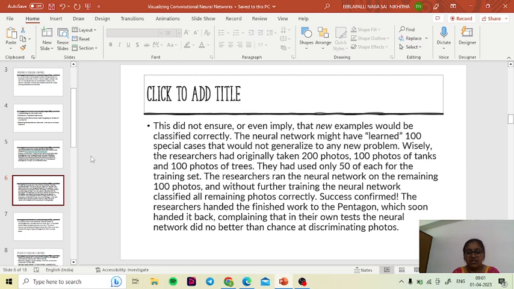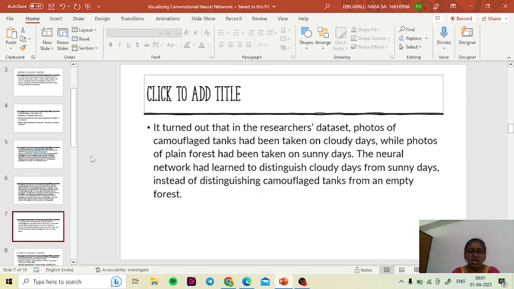The researchers handed the finished work to the Pentagon, which soon handed it back, complaining that in their own test, the neural network did not do any better than chance at discriminating photos. It turned out that in the researchers' dataset, photos of camouflaged tanks had been taken on cloudy days, while photos of plain forest had been taken on sunny days. The neural network had learned to distinguish cloudy days from sunny days instead of distinguishing camouflaged tanks from an empty forest.